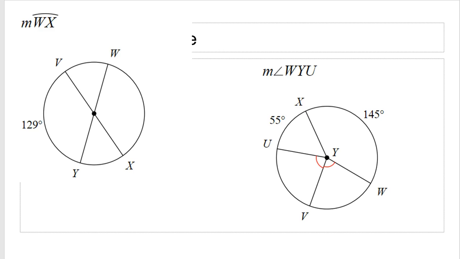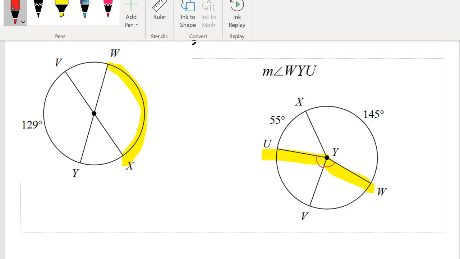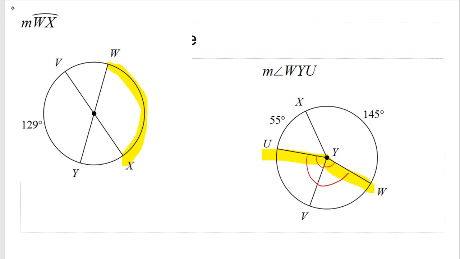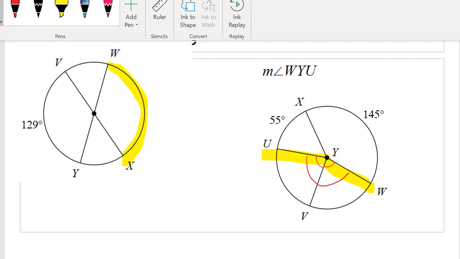All right, so let's first, before we even dive into these problems, determine what they're looking for. In the left one, they're looking for the measurement of arc WX. Arc WX, guys, literally means the arc, so we're looking for that angle measurement. On the right, it says angle WYU. So if I find W, I find Y, and I find U, it's actually looking for that entire angle. It wants to know the entire thing. So you've got to make sure to add whatever you're looking for.